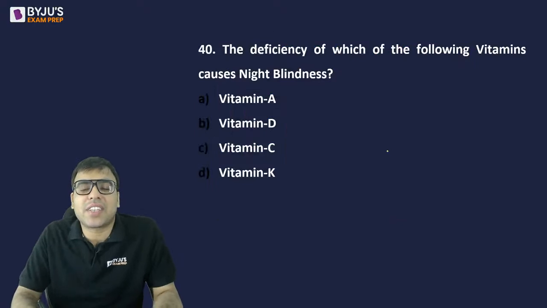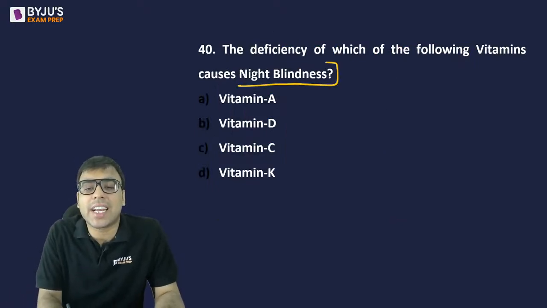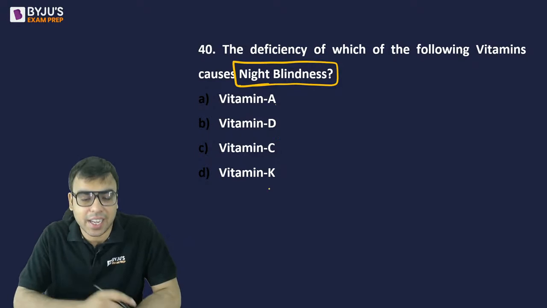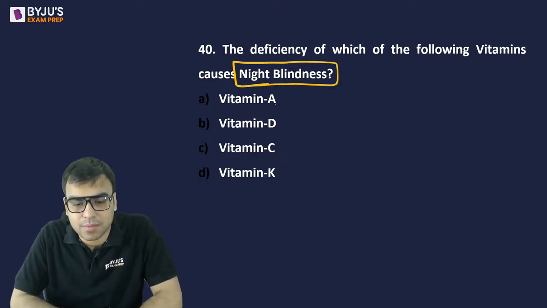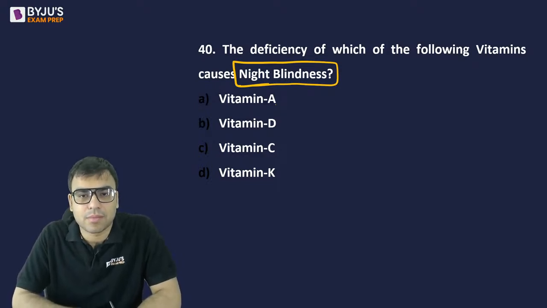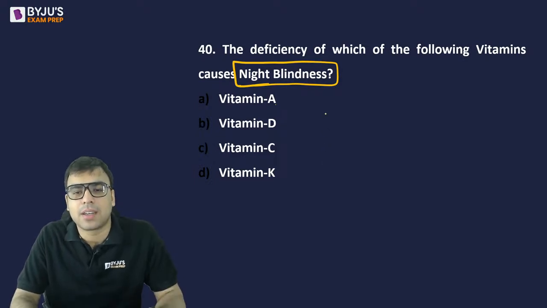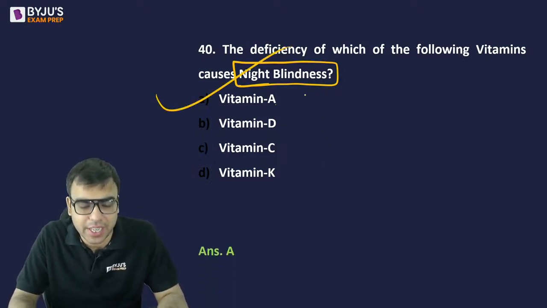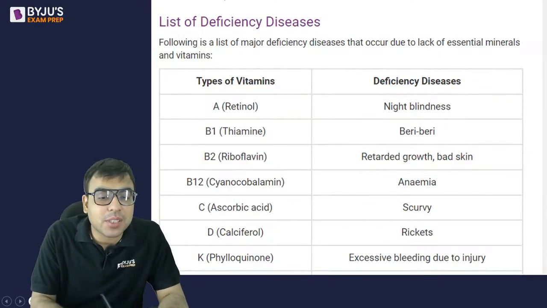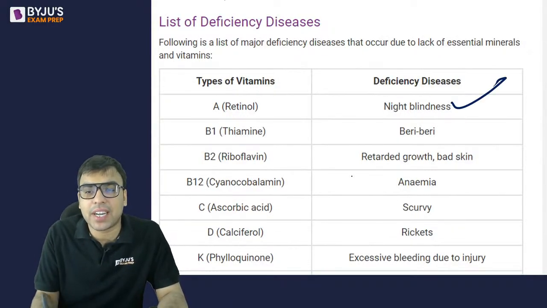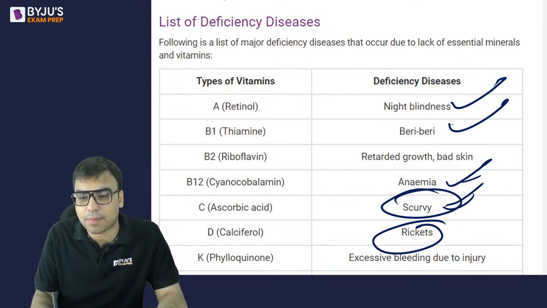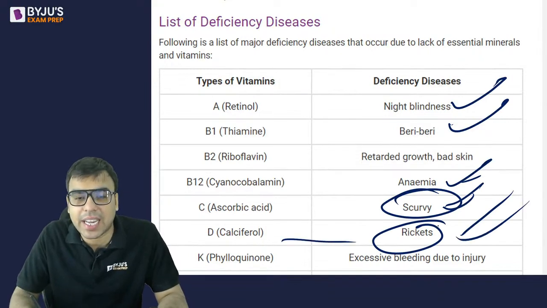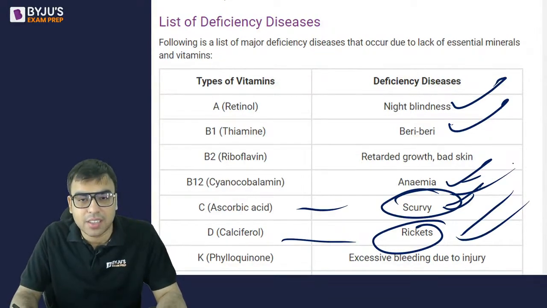The next is: the deficiency of which of the following vitamins causes night blindness? Vitamin A, D, C, K. What is the right answer? नाइट ब्लाइंडनेस क्या चीज की कमी से होता है? I have taught it. So the right answer is vitamin A. So A is the right answer. इसको पढ़ लेना. In many exams, these are asked. ठीक है. Vitamin A, vitamin B1, ये वाला पढ़ लेना. Read this one. This one is important. ठीक है. Vitamin D कमी से rickets. Vitamin C कमी से scurvy. ठीक है. Here the right answer is A.